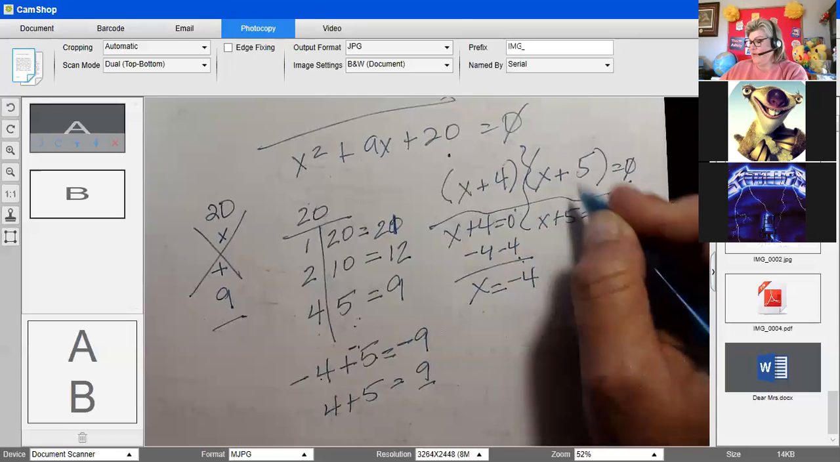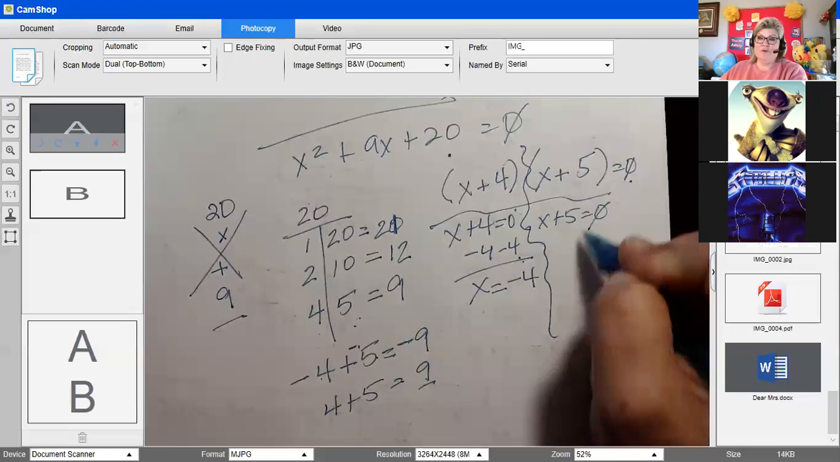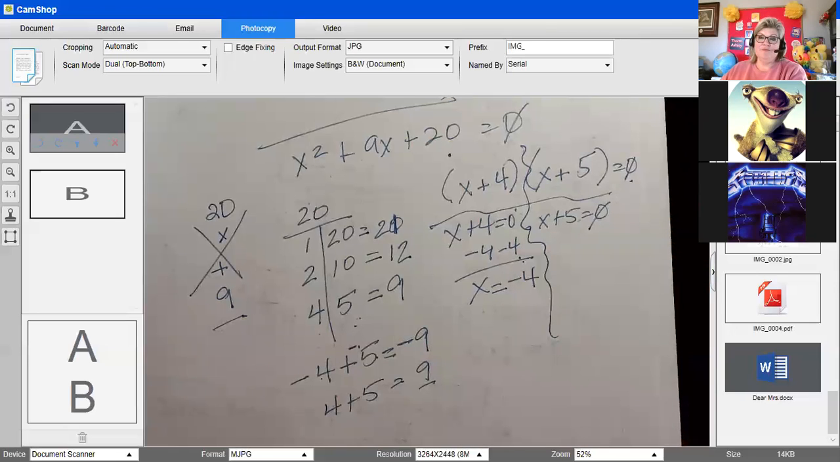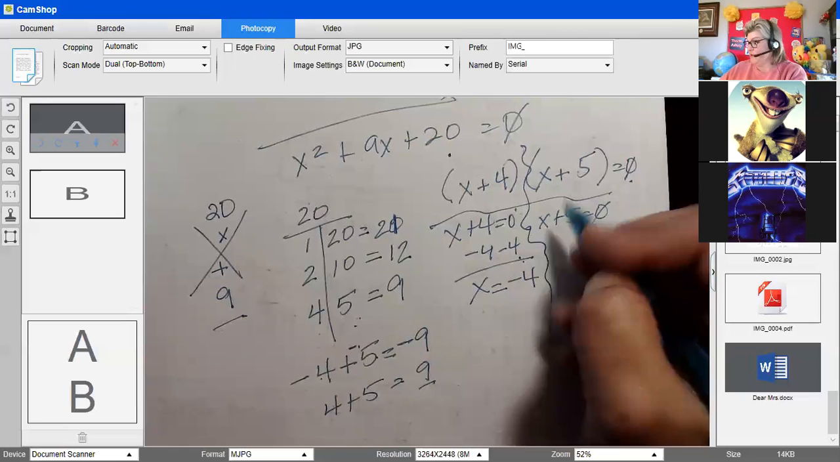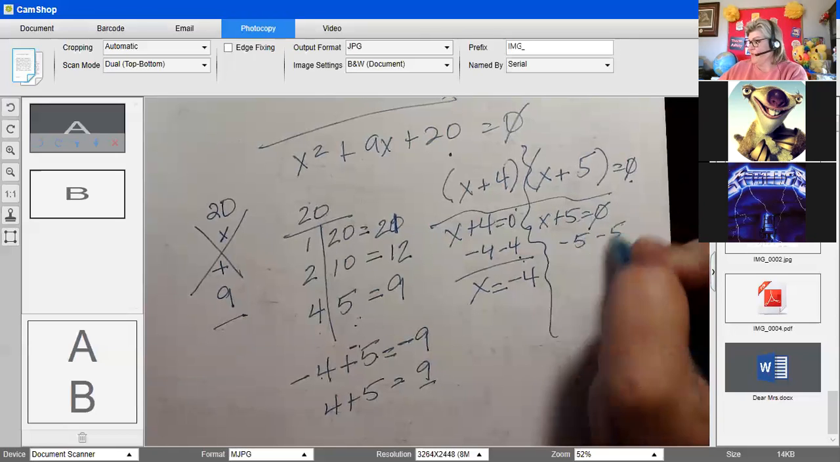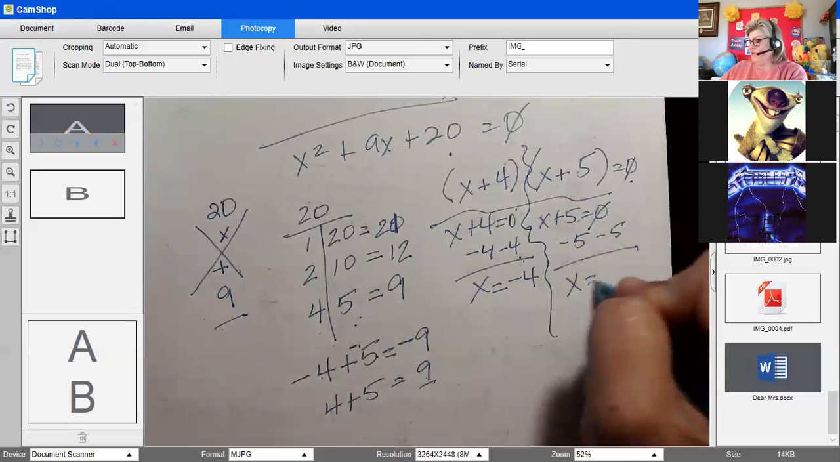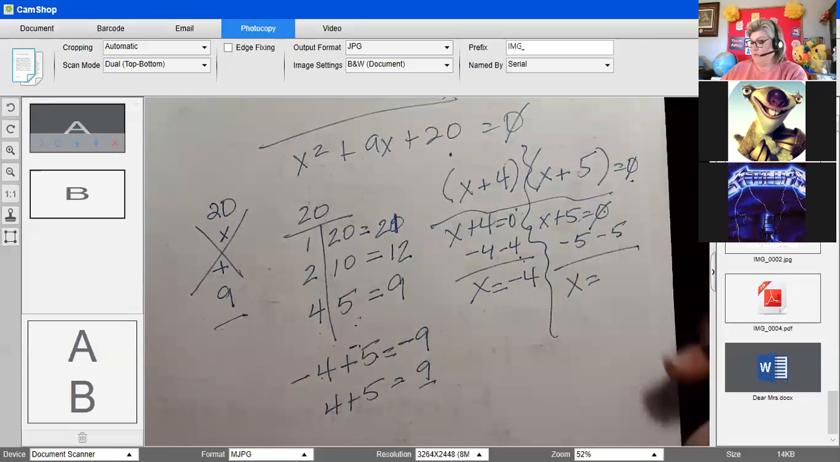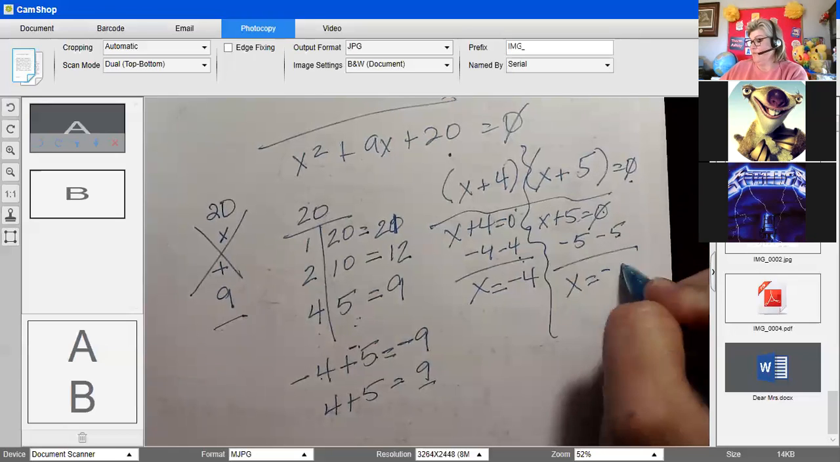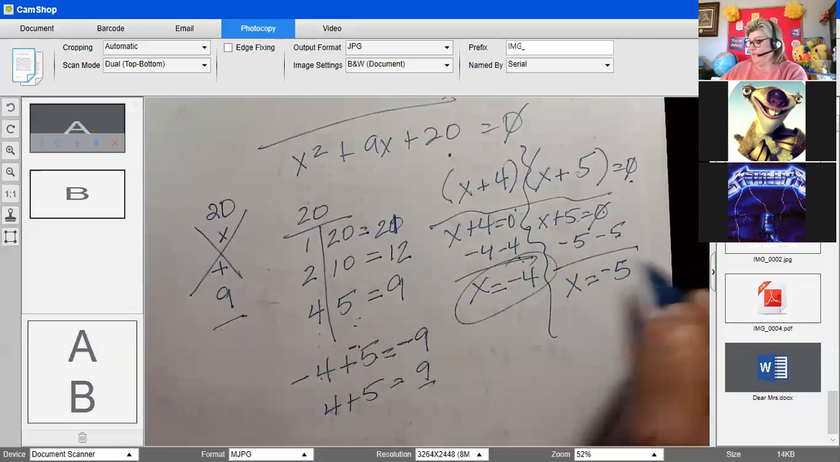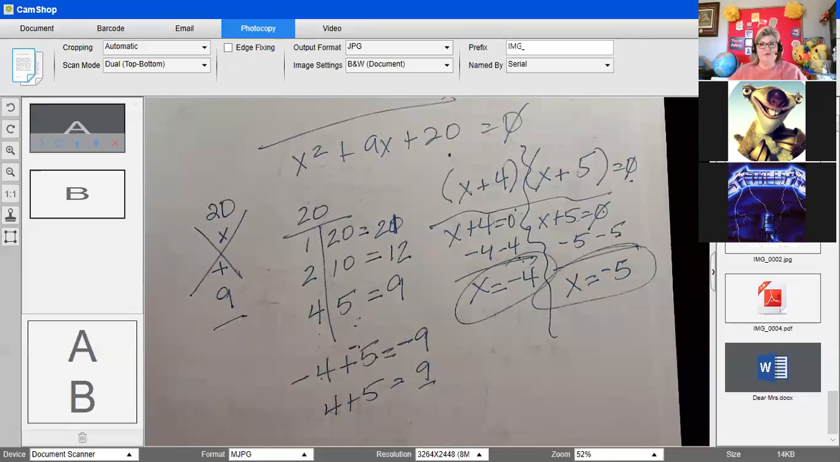And then how can we work with this one over here? Minus 5 from both sides. Yep. And so we have x is equal to 0 minus 5, which is? Negative 5. And that's all there is to it.